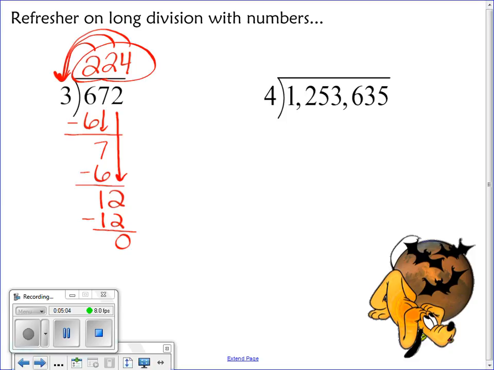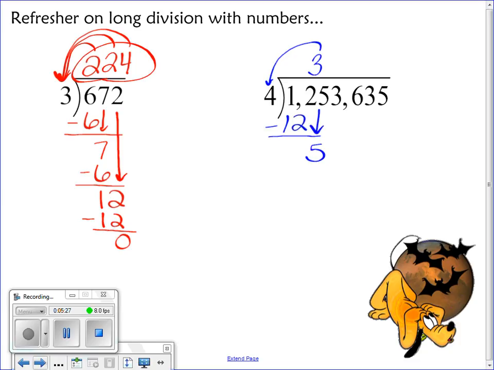All right, here we go. So how many times does 4 go into 1? 0, so I can't do that. So how many times does 4 go into 12? 3. Let's put the 3 up top. We multiply 3 times 4. And then we have to subtract. 12 minus 12 is 0. Drop down the next number.